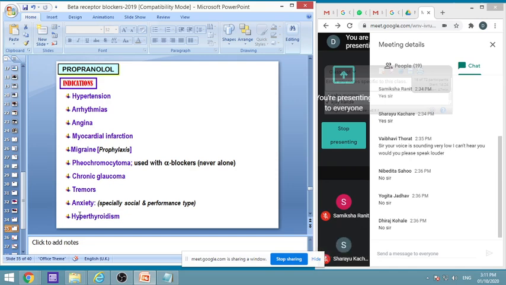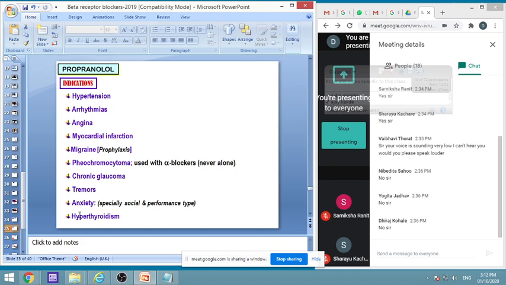As the drug changes, you have to make this note, accordingly the effects or indications will change. The drugs which do not cross the blood-brain barrier will not have any effect on anxiety or migraine, because they are not able to reach the brain. Then pheochromocytoma: propranolol has to be always combined with an alpha blocker, but you can use labetalol. Glaucoma, we know that timolol is the better one. But yes, it can be used because it has got these actions.